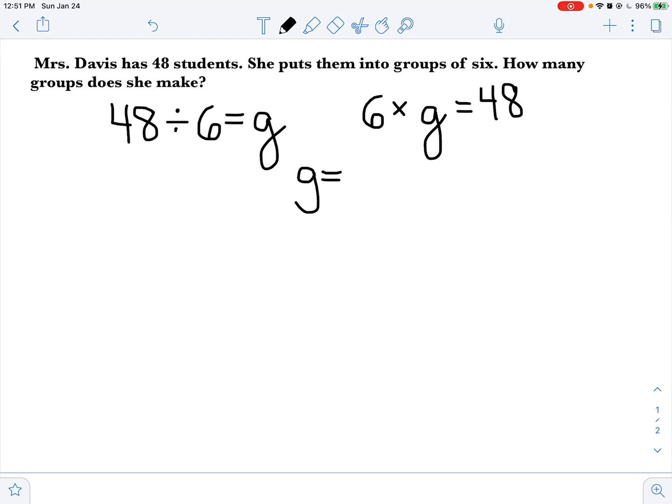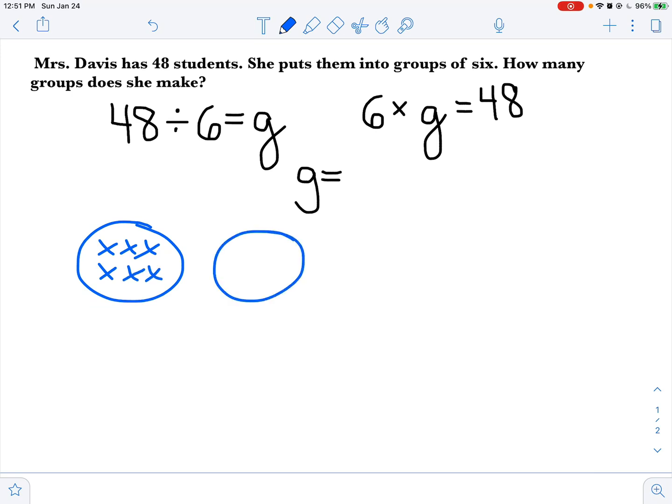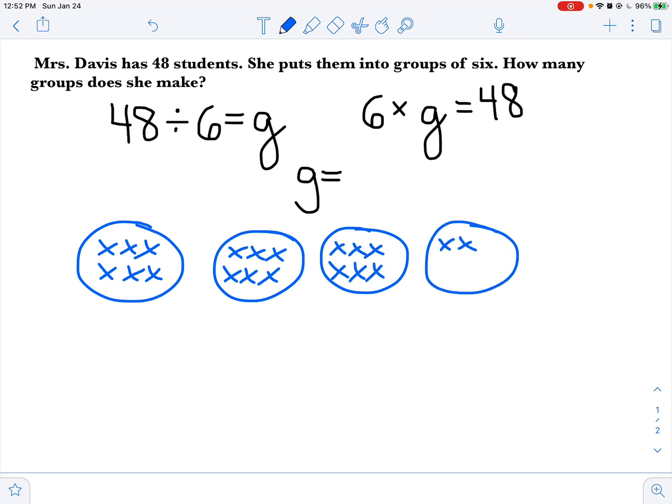Now in this one, I don't know how to use distributive property to solve a division problem. This is not something we've talked about yet. This is an appropriate time to draw a picture. So I'm going to start making groups of 6. Here's a group. 1, 2, 3, 4, 5, 6. 7, 8, 9, 10, 11, 12. And I'm going to make sure I keep track. 13, 14, 15, 16, 17, 18, 19, 20, 21, 22, 23, 24.